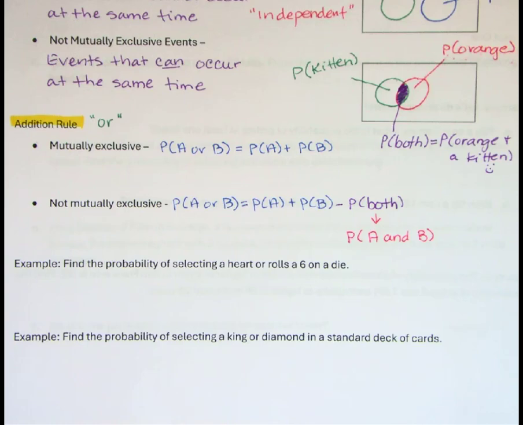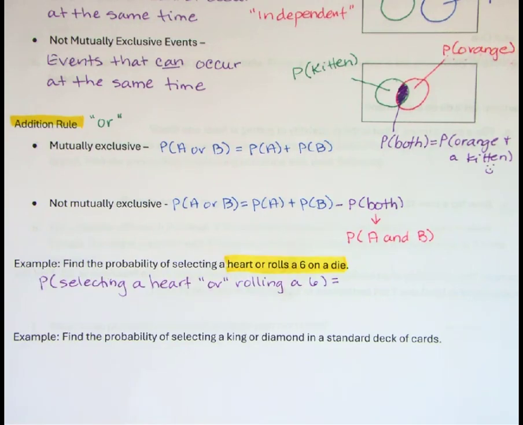So let's see how we're going to apply the not mutually exclusive or the mutually exclusive formulas with the addition rule. Here we have the first example where we want to find the probability of selecting a heart or rolling a 6 on a die. When you're trying to determine what type of exclusivity you have, think about you have a deck of cards on one side and a die on the other. If you throw the die on the ground, doesn't matter what happens to that die, choosing a card out of a deck of cards doesn't affect what happens with the other. So these are two mutually exclusive events.